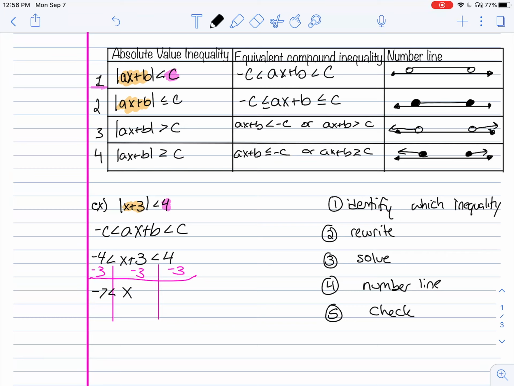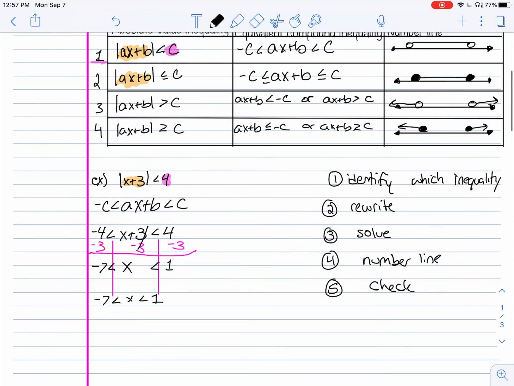I bring down my x because I didn't touch it, and then 3 minus 3, those cancel. Bring down my inequality again, and 4 minus 3 is 1. So I'm left with the inequality negative 7 is less than x, which is less than 1. And basically what this tells me is that my solution for x has to be in between negative 7 and 1. So it's any number in between negative 7 and 1.